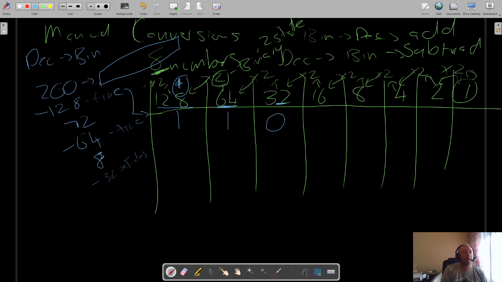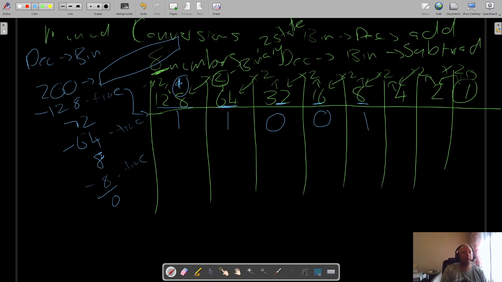So I again go, can I do the same with 16? Can I have 8 minus 16? And again, no, I can't. It's false, so we replace it with a 0. Go to the next number. Can I do it with 8? Can I take 8 and subtract 8? Yes, I can. It's true. So we put a 1, we do the maths, and we end up with a 0.